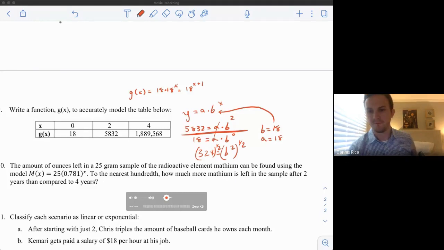Like, how did you get b squared? Substituting in the x and y values. All right, other questions, other topics.